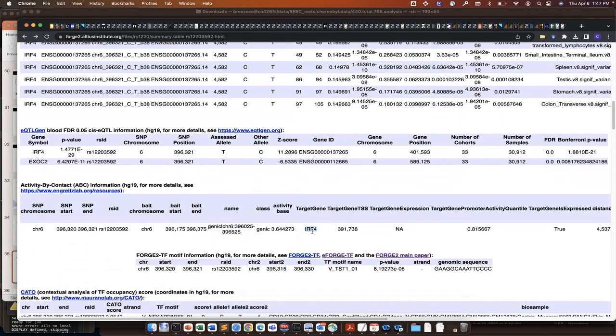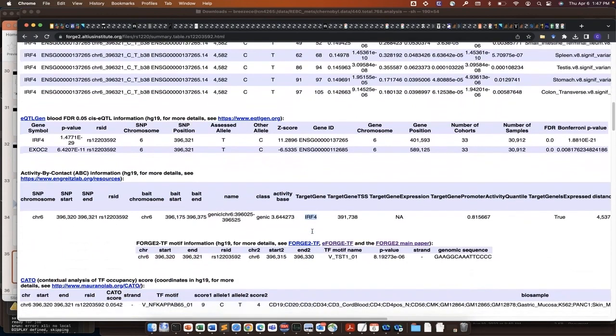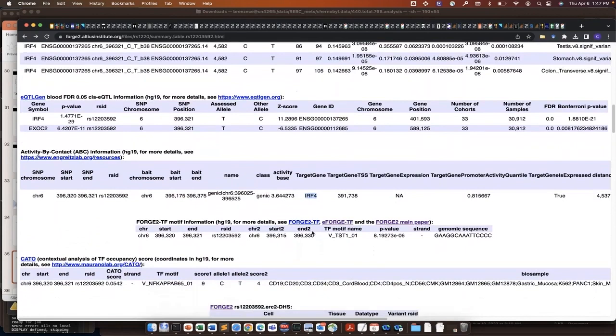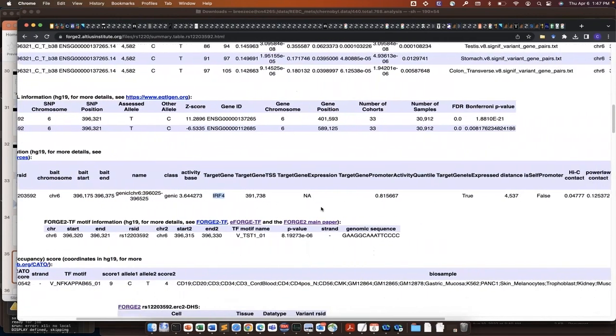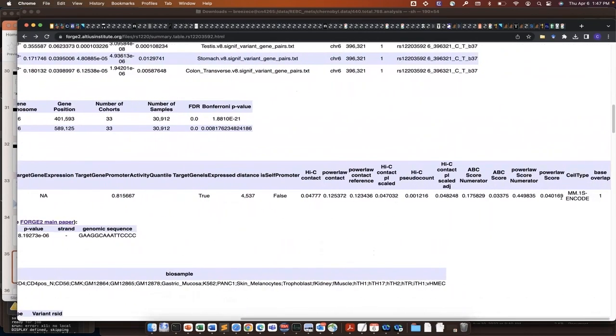So the first things that we have are closest gene, IRF4. We looked at the browser. We have CAD scores. The CAD score is not super high. You can see here it is about 0.63, but it's not super low either. A low CAD score would be 0.00 something. So this is an intermediate score.